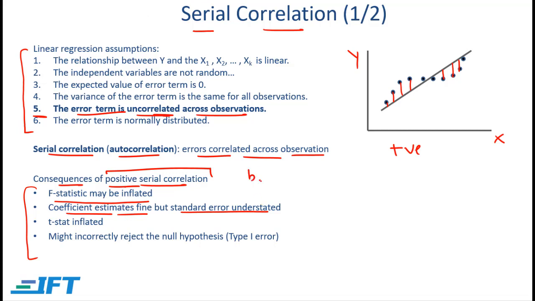With our regression equation, we'll have B0, B1, B2, etc. So the coefficients themselves are fine, but the error term is understated, which means that the t-stat will be inflated. So the statistical inference that we do with respect to these coefficients will be compromised. What might end up happening is that with an inflated t-stat, we might incorrectly reject the null hypothesis and make a type 1 error. This is the same issue that we had with heteroskedasticity. In other words, we might incorrectly assume that there is significance, even though in reality there is no significance.